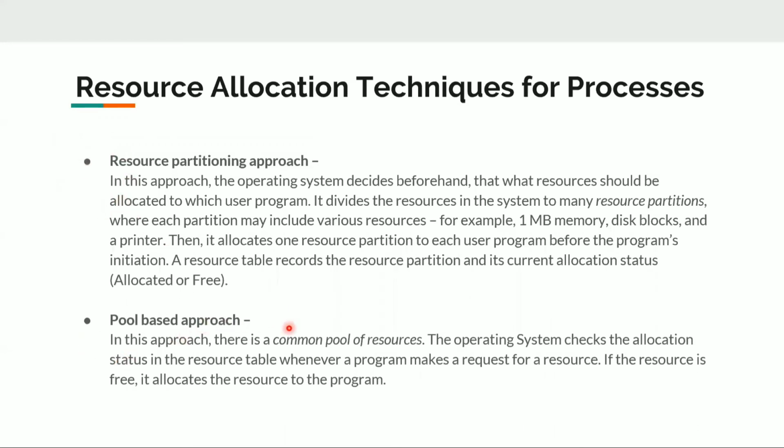It is an efficient method. It is actually a dynamic method: in this approach, there is a common pool of resources, and the operating system checks the allocation status in the resource table whenever a program makes a request for a resource. If the resource is free, it allocates the resource to the program. It is a general approach. The process is running and dynamically requesting a resource, and the operating system checks whether the resource is free, and if it is free, the resource gets allocated to that particular process. So there are two methods.